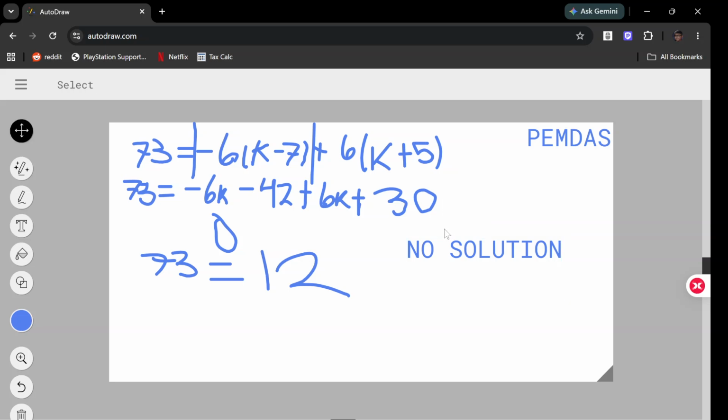You might get this in some of your problems. You might not, but it's good to know. If you see that your variables like k, x, y, whatever it is, cancel out, then you most likely have a no solution problem. Cool.